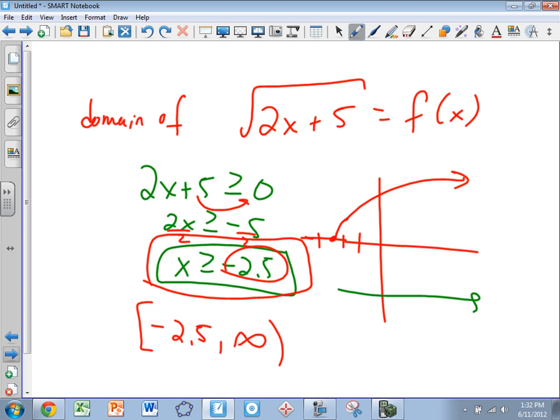What does the bracket indicate? Included. Yes, it's included in the graph. Very good. Again, the bracket means that negative 2.5 could be one of my answers. If I didn't have the bracket there, if I just had a parentheses, it wouldn't make much sense.